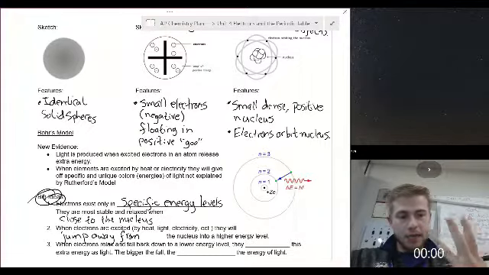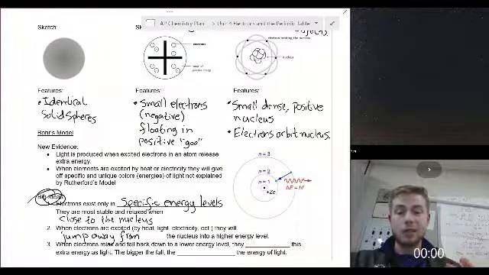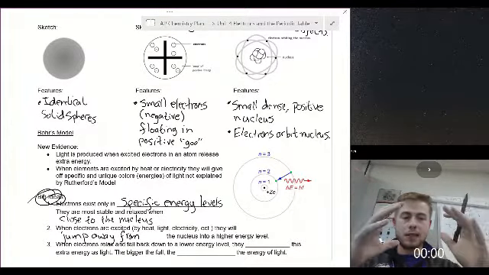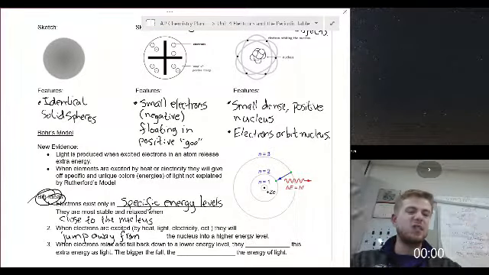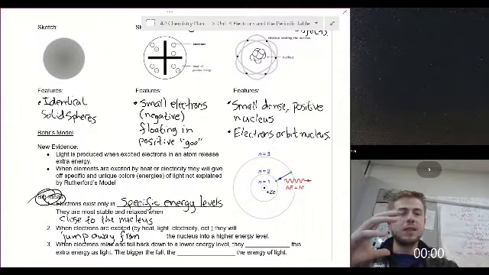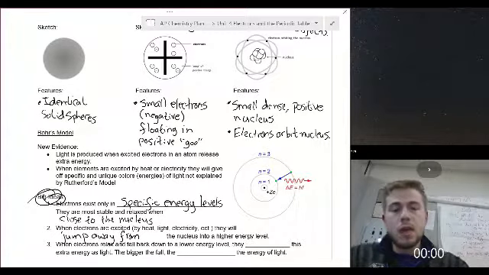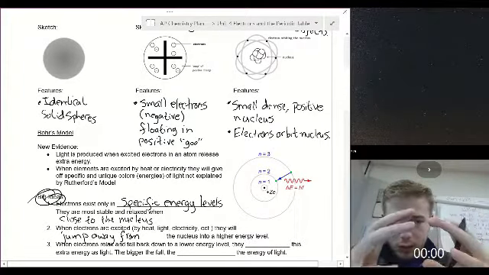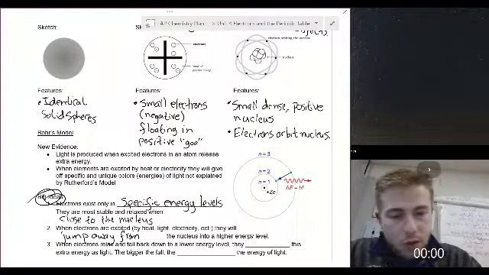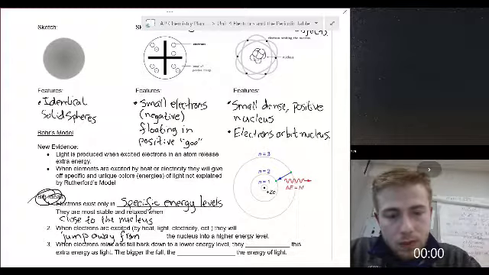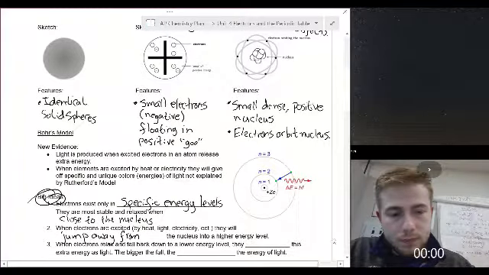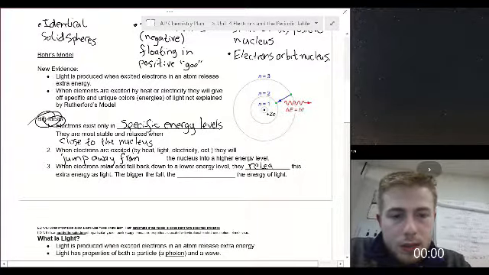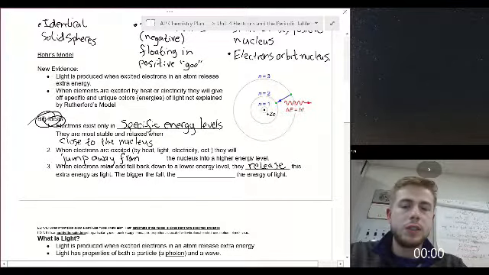And then the third big idea of Bohr's model is that he said when electrons are now relaxing back down to the nucleus, that extra energy has to go somewhere, and it's released in the form of light. So we're going to say when electrons relax and fall back down to a lower energy level closer to the nucleus, they release this extra energy as light.